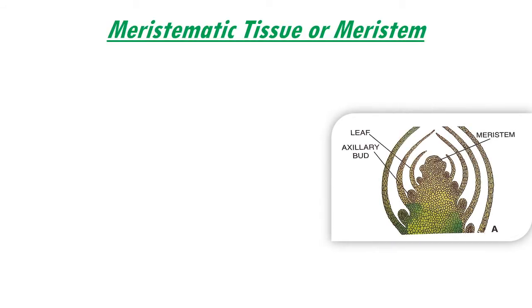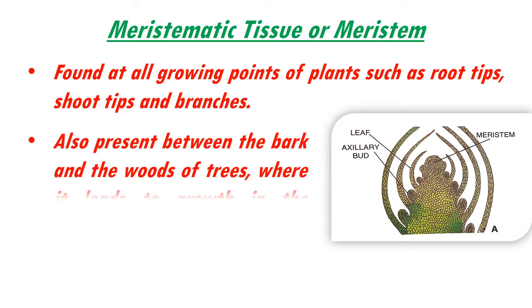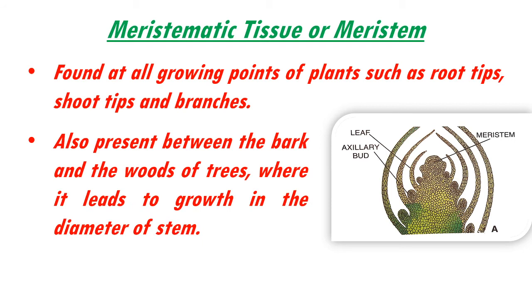First, we will take meristematic tissue or meristem. These tissues are found at all growing points of a plant, such as root tips, shoot tips, and branches. They are also present between the bark and the wood of trees, where they lead to growth in the diameter of the stem.